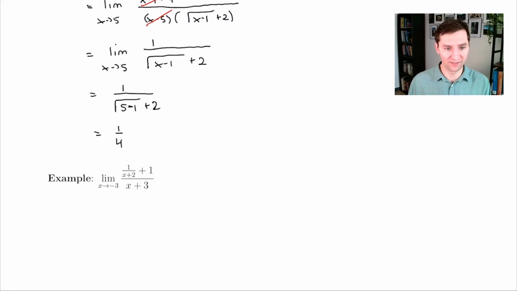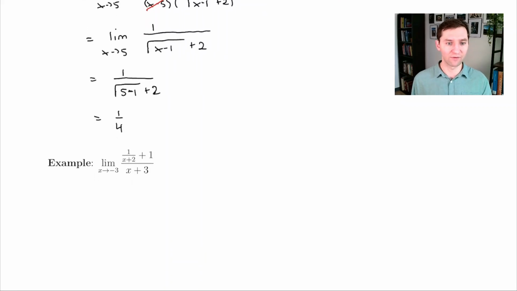I have one more example for us. Now we must find the limit as x approaches negative 3. Note, when you plug in negative 3 to the denominator, you get 0. You plug it into the numerator, you also get 0. Which means this is an indeterminate form. We must first apply algebraic manipulations.